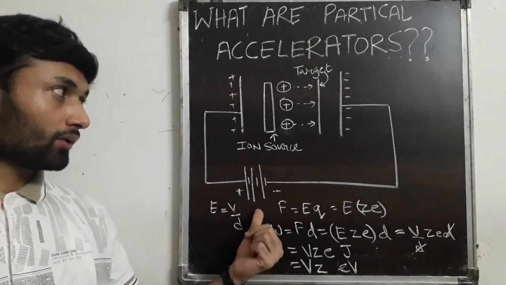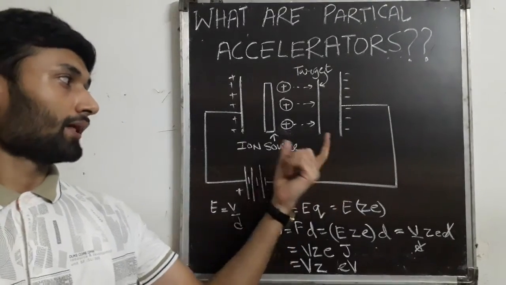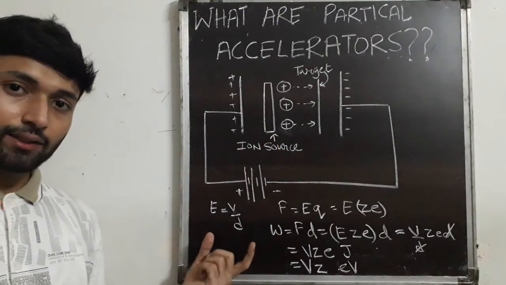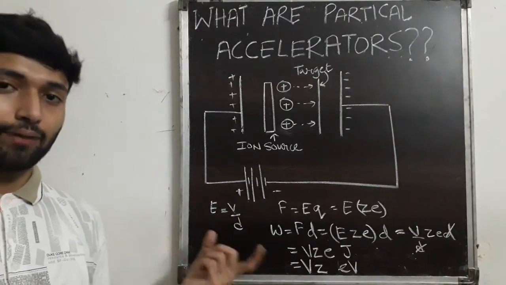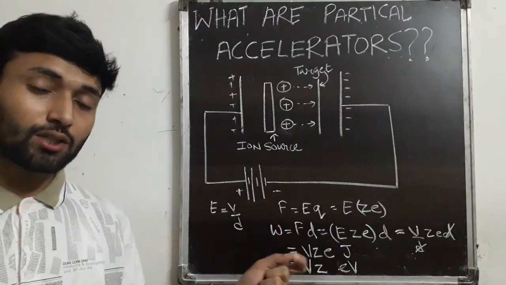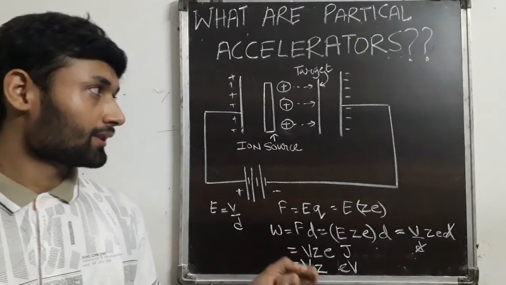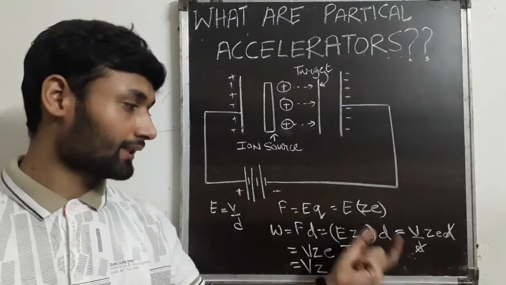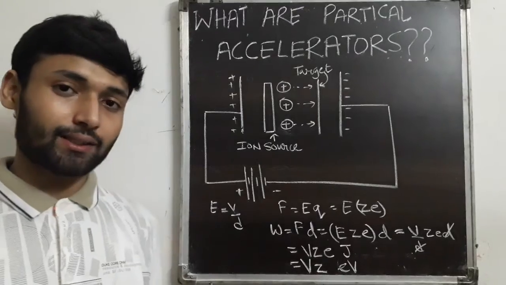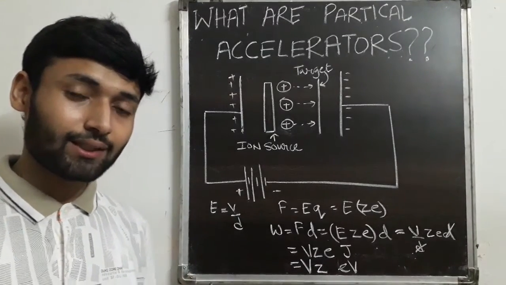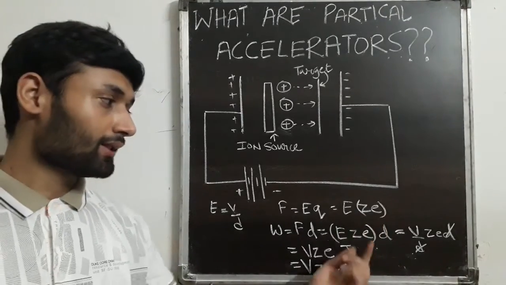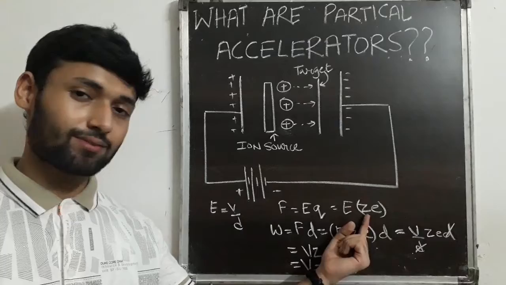Here you have a battery connected to parallel plates, and this is the ion source, and there is a target. So the electric field here is equal to V by d by definition, and the force is given by the electric field times the charge of the charged particle. If the ions are alpha particles, then you have 2e, and if they are some other ions having charge plus 3e or 4e, then you have 3e or 4e. But in general, if it has charge Z, then you have Z times e.